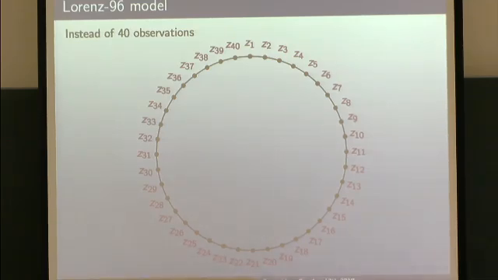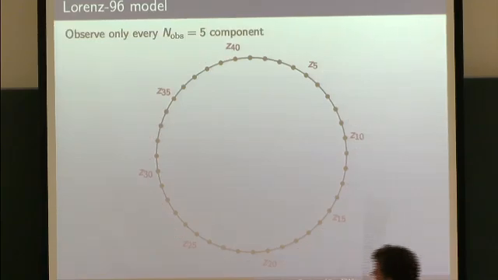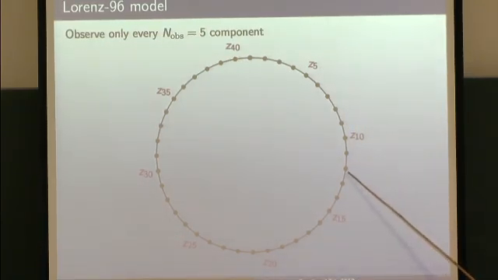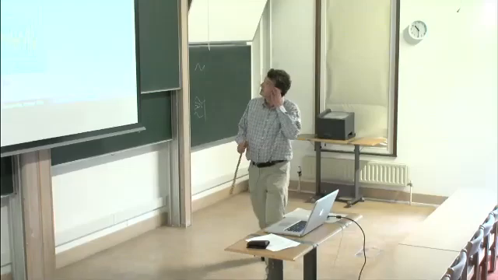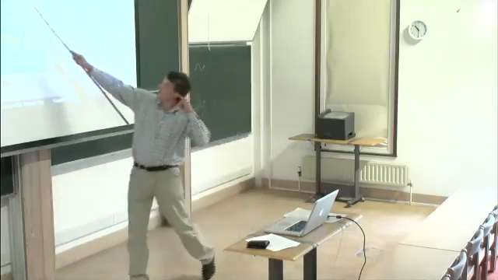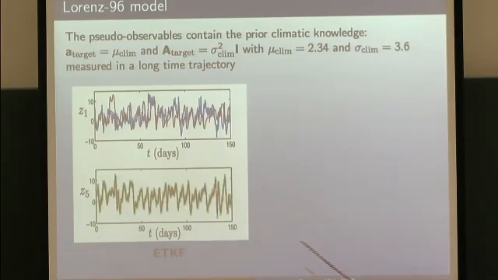So our particular stand on this model is here. These are all, let's say, our observation stations, 40 of them. All these variables evolve according to the Lorenz 96 model. But we said, okay, we only observe, let's say, every fifth component. For all the other ones, we know the mean and we know the error covariance matrix. So let's specify the mean and our error covariance of the pseudo-observables.